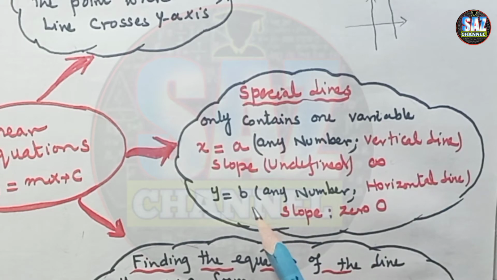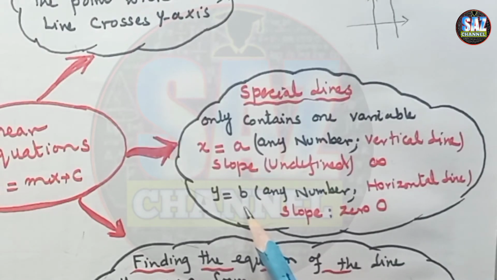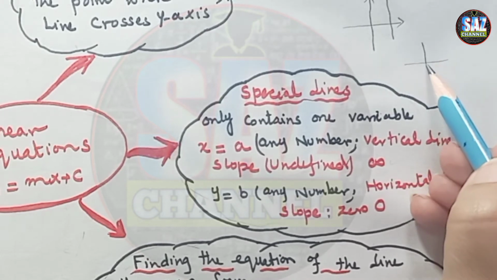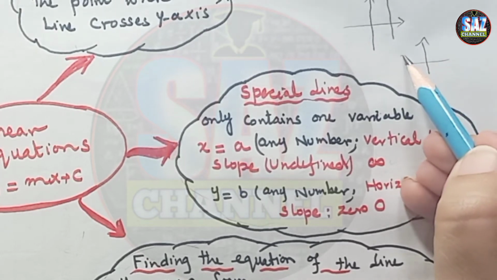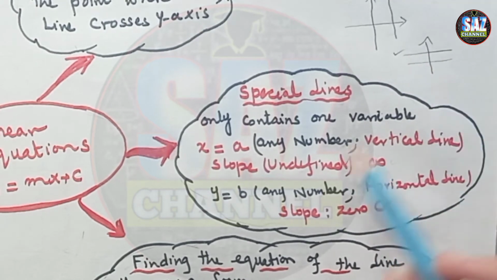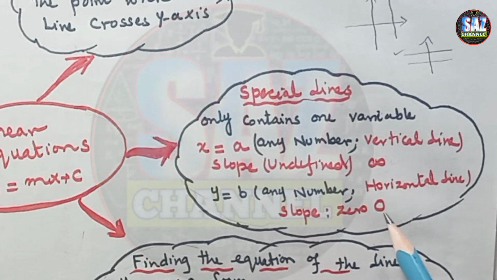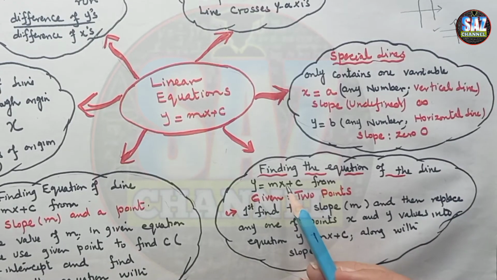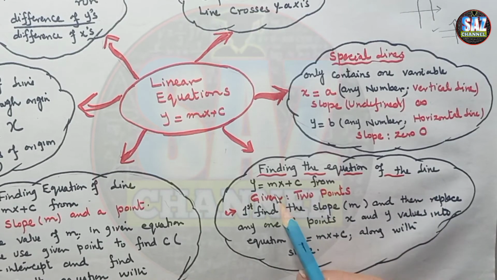Coming to the second type of special line, that is y equals b. In this form your line will be cutting at a certain point on the y-axis. That's why it's called y equals b, any number, and it's a horizontal line and its slope is 0.